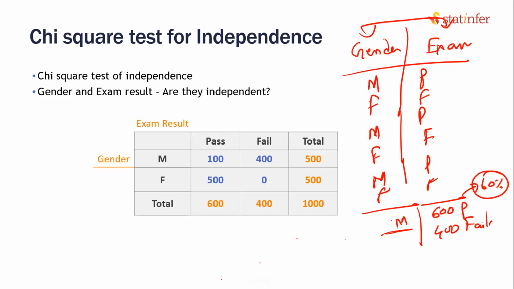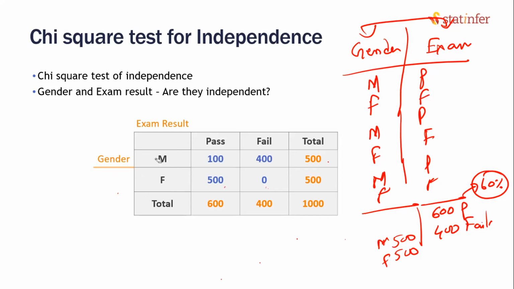Whereas if the table is like this, 500 are male, 500 are female. Look at this. Out of 500 male, 100 have passed, 400 have failed. Total 500 male, 100 passed, 400 failed. 500 female, 500 have passed, 0 failed. Tell me, is it fair to say male or female doesn't matter? Passing or failing doesn't depend on being male or female. Do you agree? No. Is this the case here?